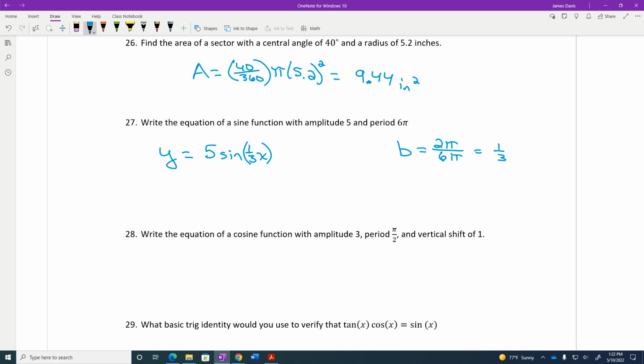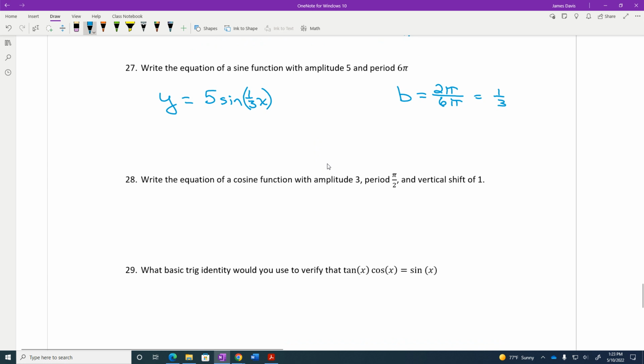If you wanted to, you could view this on your calculator. You just are going to want to change it back to radians. So if you wanted to type this in, 5 sine of 1/3 x, you can see what it looks like, but it won't look like much unless you put it in radians, because degrees is going to stretch out a lot. So just make sure you move it to radians if you're going to do that.